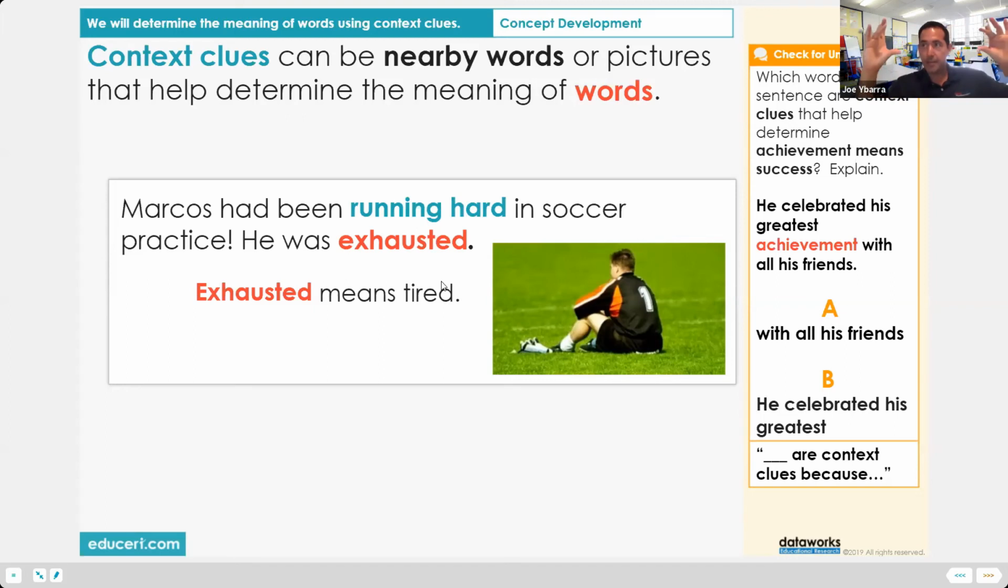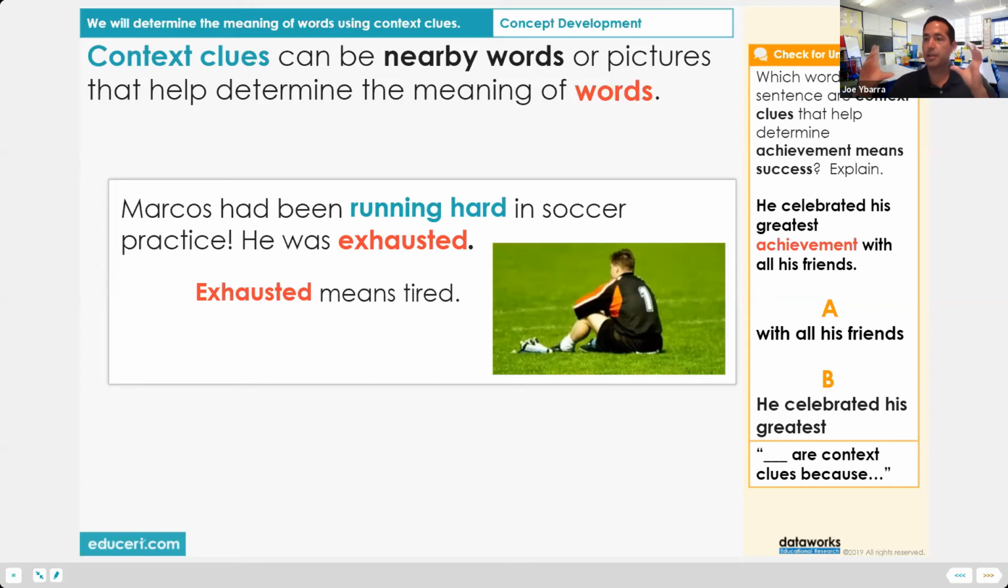Okay, I've given an academic definition, an example and a non-example. My non-example was Marcos had been. Running hard is the actual example. Now here's the differentiation strategy, how I can differentiate to a high, middle, and low performing student in one question. Which words in the sentence are context clues that help determine achievement means success? Explain. He celebrated his greatest achievement with all his friends. Let's pretend we don't know what achievement means. What are the nearby words or context clues that will help me? Is it A, with all his friends, or is it B, he celebrated his greatest?